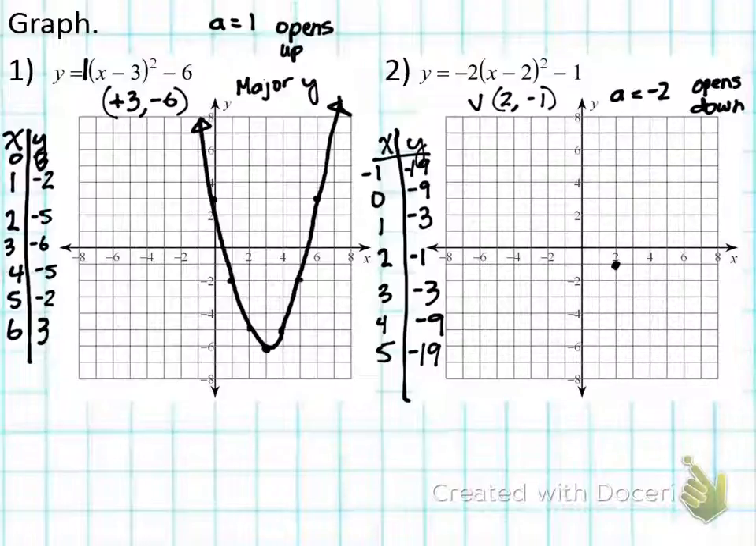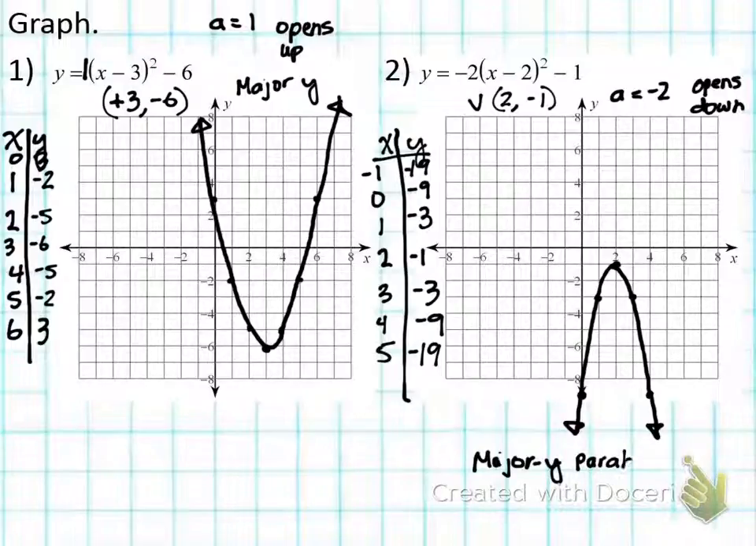These are all coordinates now, so I'm going to plot my points. And I'll estimate for that -9 and draw my graph with arrows at the end. I know it's a major Y graph, or major Y parabola. And we're all done. Okay?